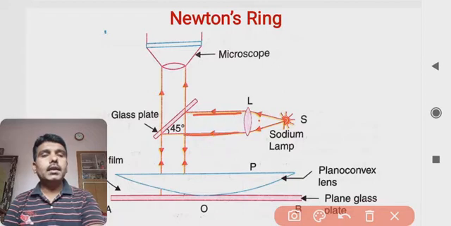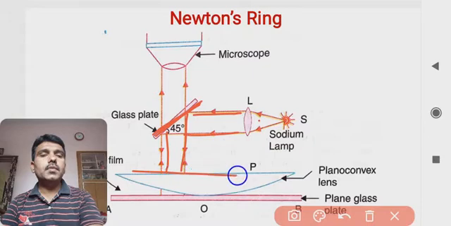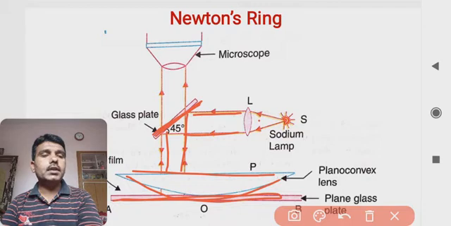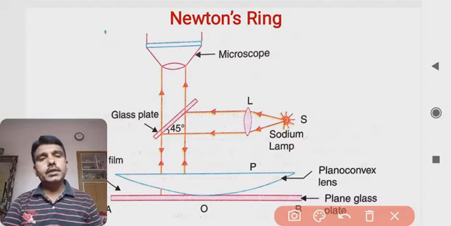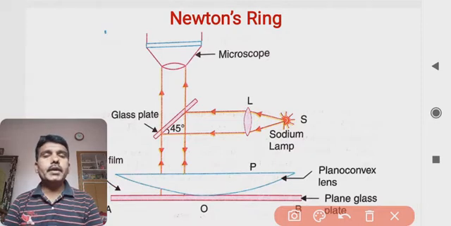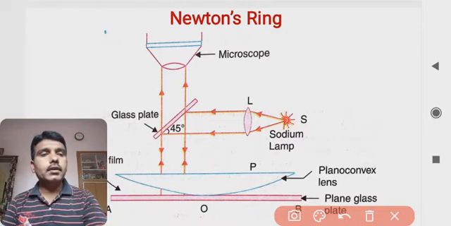A beam of light emerges parallel, and there is a glass plate at exactly 45 degrees. Rays incident at an angle of 45 degrees get reflected at 45 degrees and are incident on the plano convex lens. At the bottom there is a plane glass plate, and due to that an air film is produced. The reflected rays have path differences, and due to that an interference pattern is formed, and you will see bright and dark fringes.